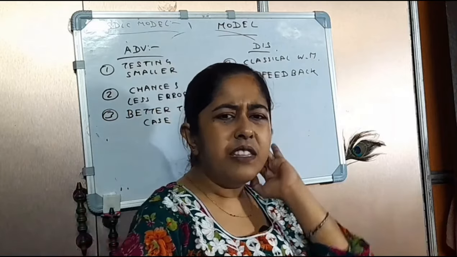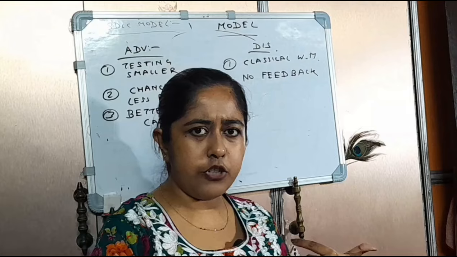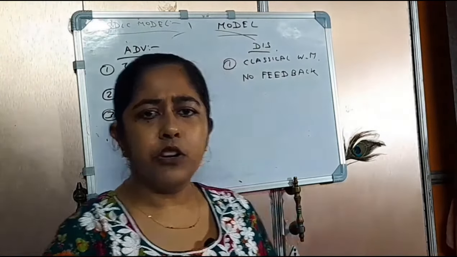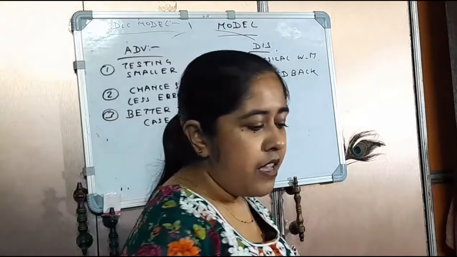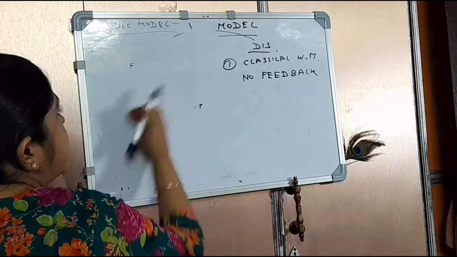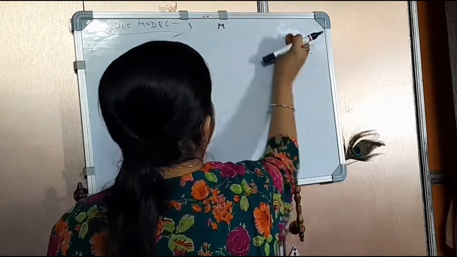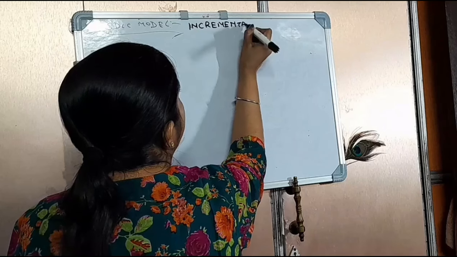This is also used mainly for the kind of projects which we were already handling with the classical waterfall model. That kind of project can be handled with this V model also. Now the next model is the incremental model. The incremental model works with the same principles as the evolutionary model. So this is our next model, the incremental model.